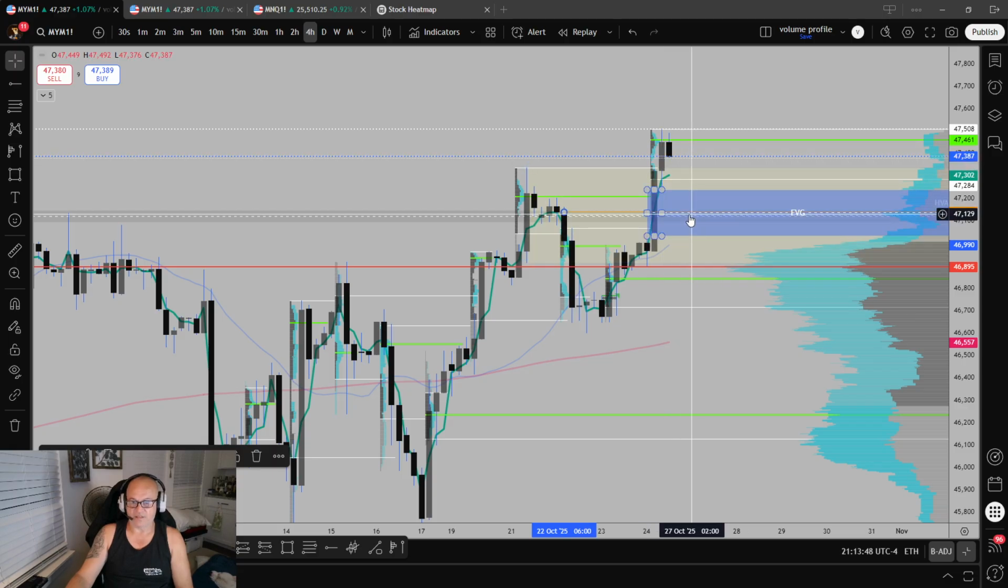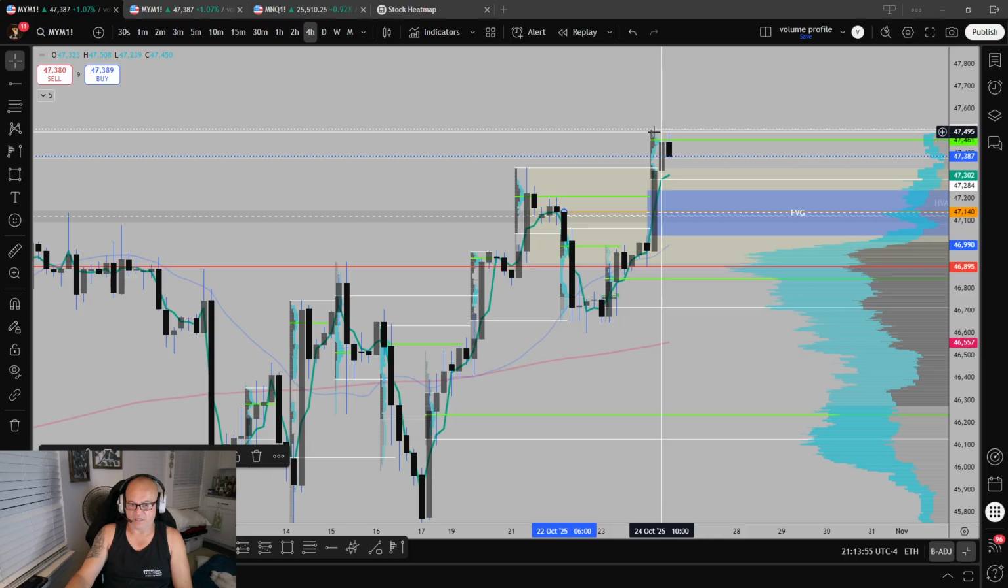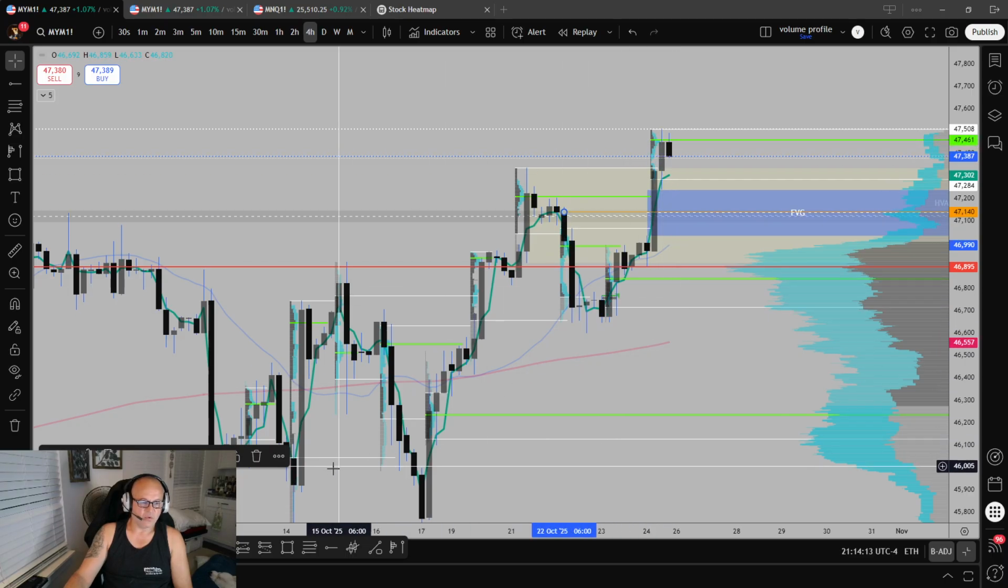If we get back down to this area, I definitely want to be looking for the reversal to go back to these highs, and that is 47,140. Now, a little under a 400-point move, about a 370-point move there. So this is what I'm looking for.